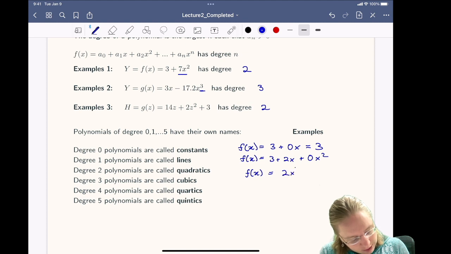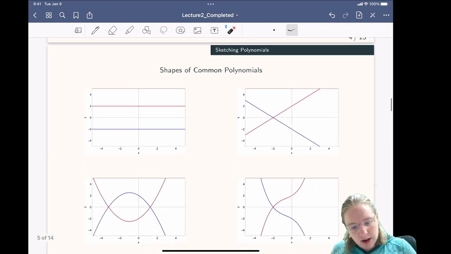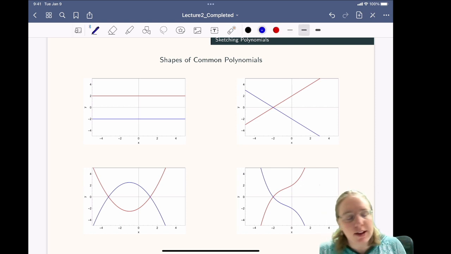A quadratic, which you are probably tired of hearing about, has an x squared term. It doesn't necessarily have to have any of the other terms, but it has to have an x squared term in it. A cubic is an x to the third, a quartic is an x to the fourth, and a quintic is x to the fifth. All right, so some of these lower order polynomials are not only so common that they have names, but they're so common that you should be able to recognize their shapes.